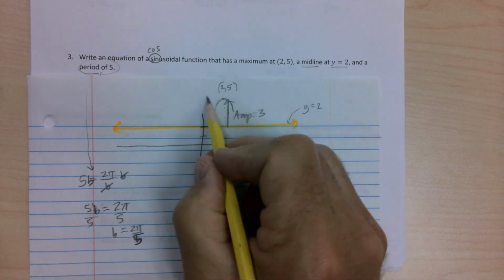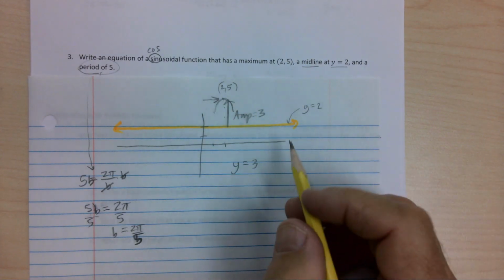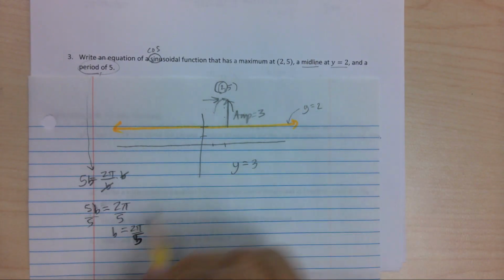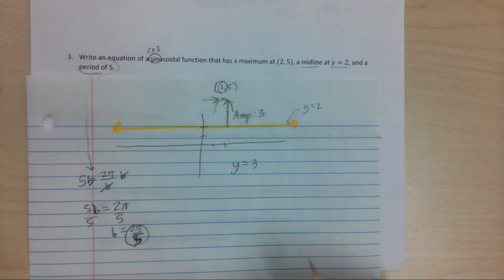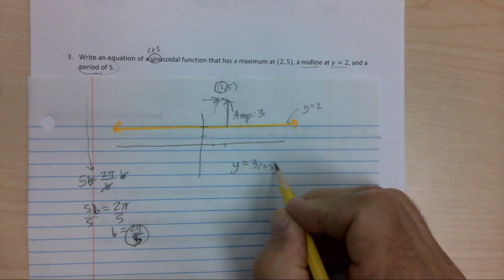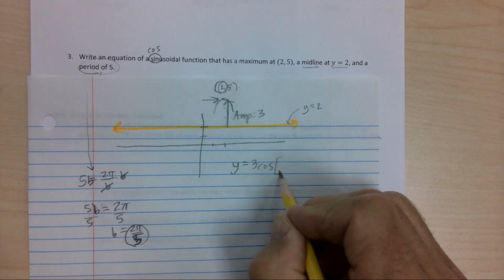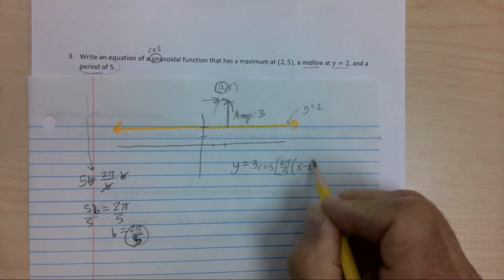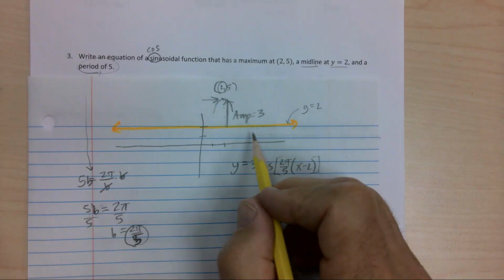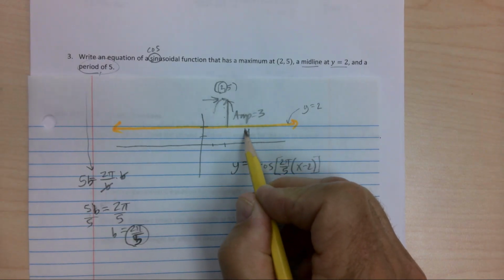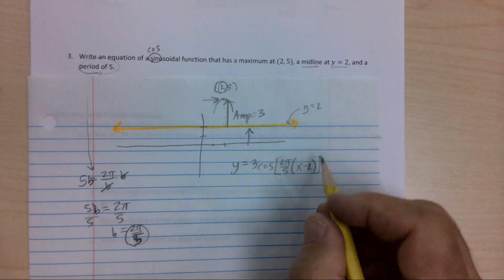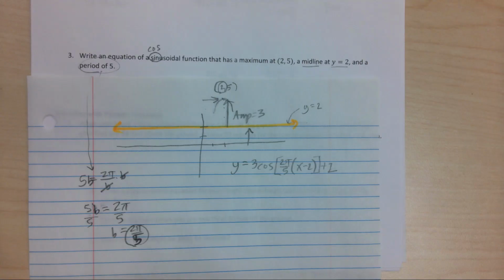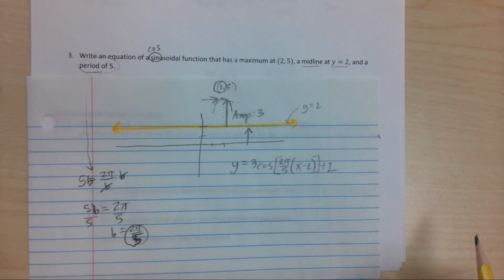Think of it like this. I know that it's been bumped over 2 units, the peak of it. And I know that my b is 2 pi over 5, so I'm going to put things where they belong now. And here we go. Put it in there, 2 pi all over 5, x minus 2. And then this whole graph has been bumped up 2 because that's the midline. So that's plus 2. So in this particular case, you don't really need the entire drawing. You've got all the clues right in front of you.